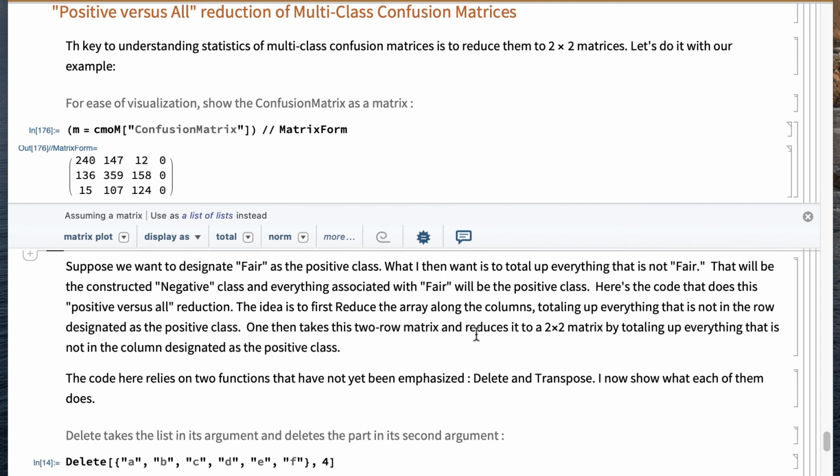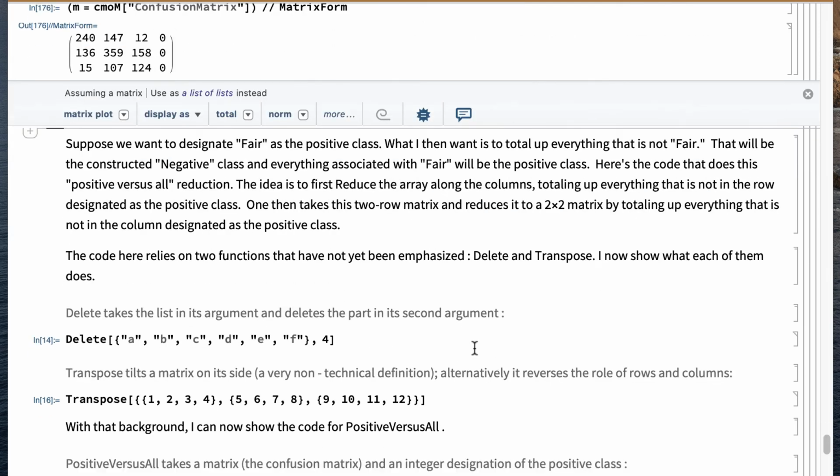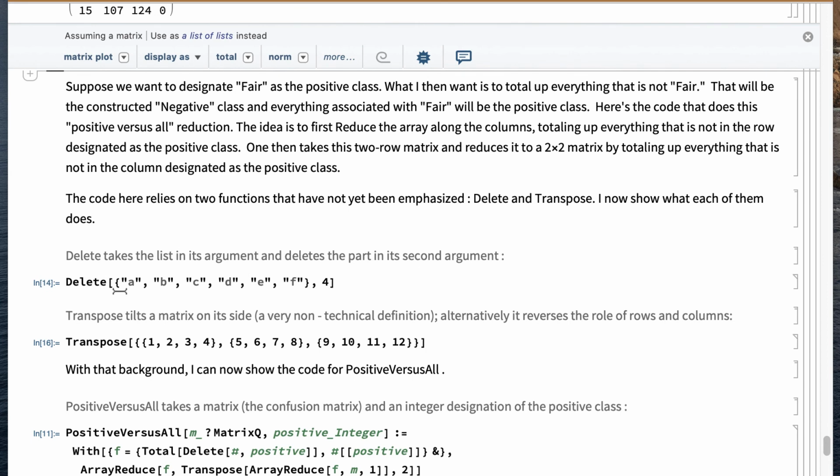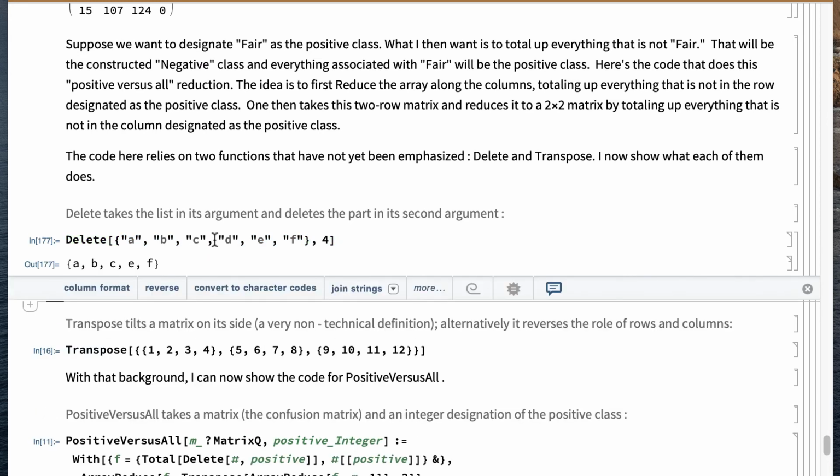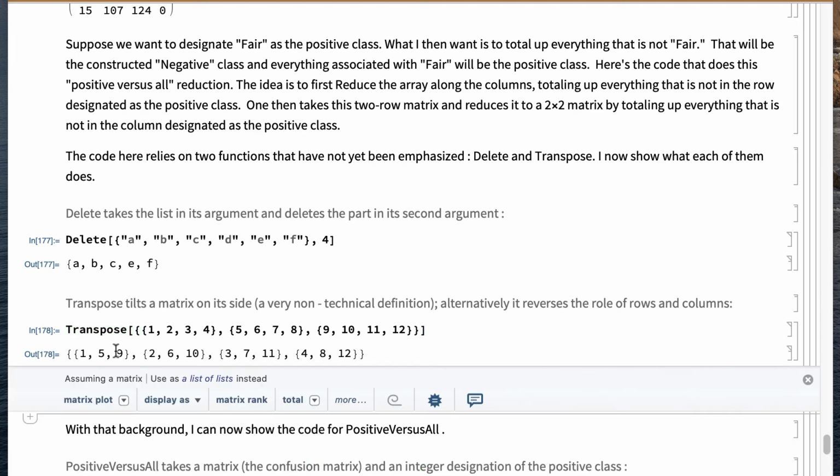I just do what I did last time with my 2x2 confusion matrix. To do this, the code relies on a function, delete, that we haven't seen much of. Delete's real easy. Here I have these letters of the alphabet. This says delete the 4th letter of the alphabet, so I delete D, and I get A, B, C, E, F. And I'm going to use transpose. Transpose says take a matrix and flip it on its side, or to be more technical, reverse the roles of rows and columns. So here is our matrix flipped on its side.